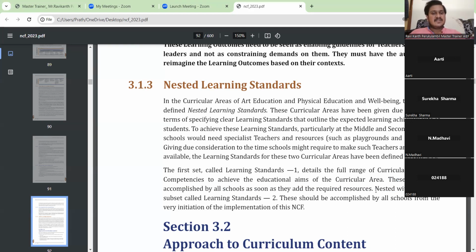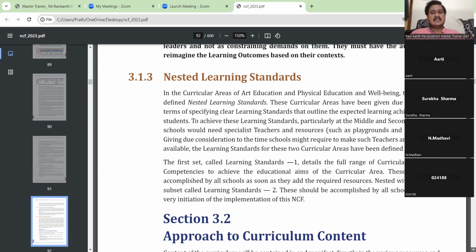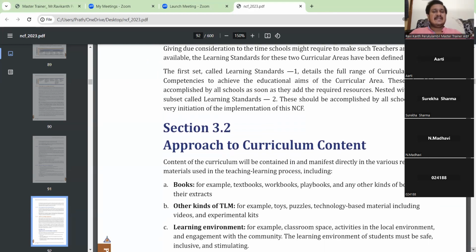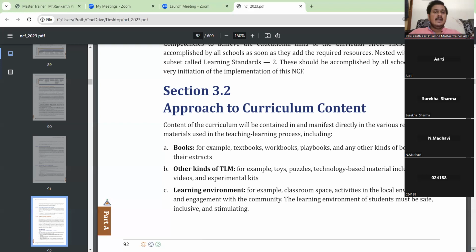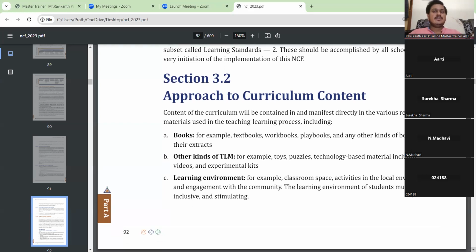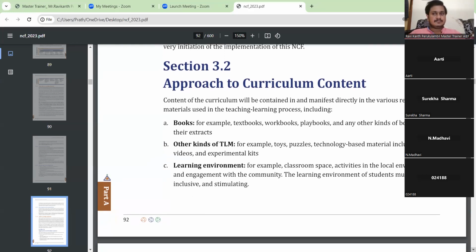Nested within these is a subset called Learning Standards 2. These should be accomplished by all schools from the very initiation of the implementation of NCF. The nested learning standards are to be achieved immediately. We should start achieving them now itself. Section 3.2, approach to curriculum content.